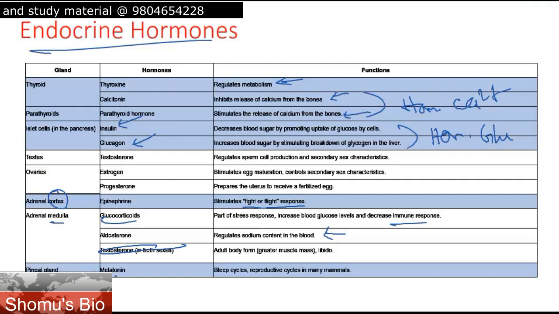The pineal gland secretes melatonin, which is also known as the sleep hormone. It is responsible for sleep cycles and reproductive cycles in many mammals, but in humans it is related to the sleep cycles, and is involved in preparing our body to feel sleepy, things like that.